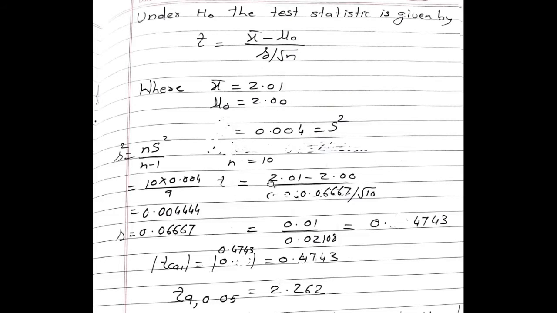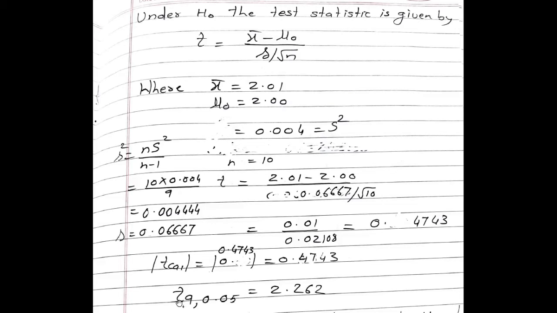Now let us find the value of T. T is equal to 2.01 minus 2.00 divided by 0.06667 divided by square root of 10. N is the sample size. So in this case, sample size is 10, which is equal to 0.01 divided by 0.02108. If we perform the division, the answer is 0.4743. So mod T calculated is equal to mod 0.4743, which is 0.4743.